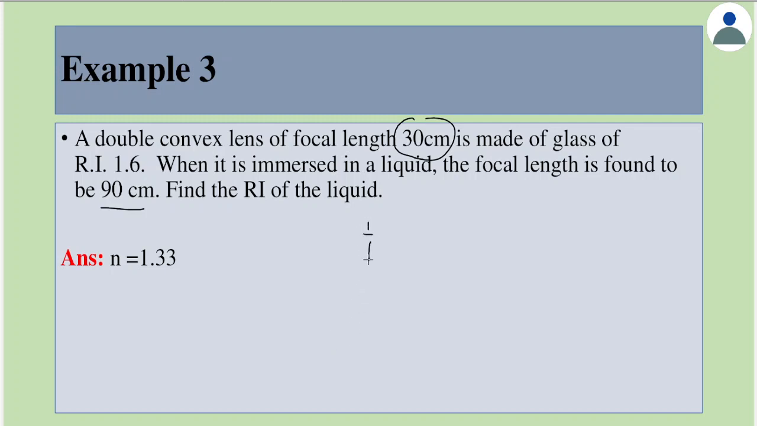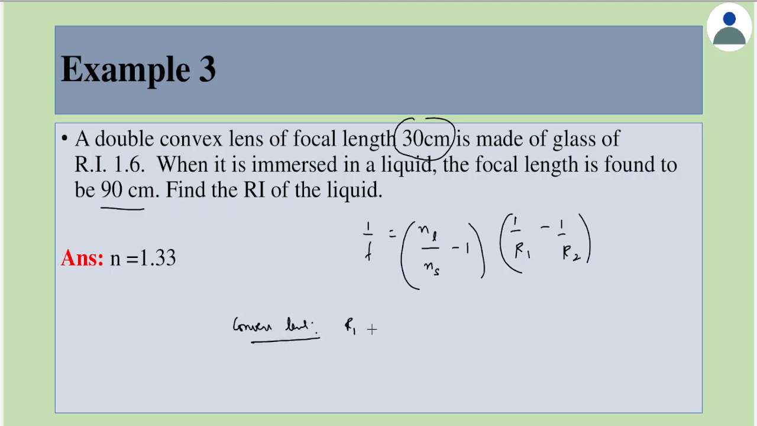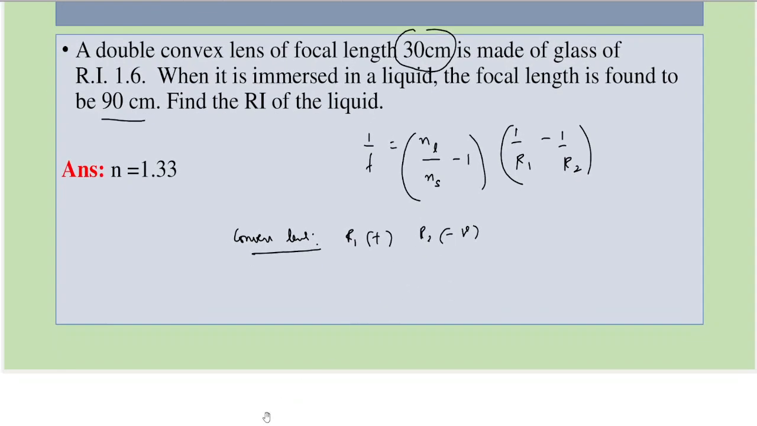So we know that 1 by f is equal to n for lens by n for surrounding minus 1 into 1 by R1 minus 1 by R2. So for a convex lens, R1 is positive and R2 is negative by sign convention. Therefore what we get is 1 by f is equal to n for lens by n for surrounding minus 1 into 1 by R1 plus 1 by R2. This is what we get.